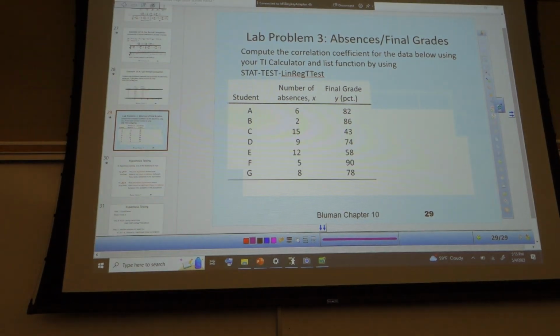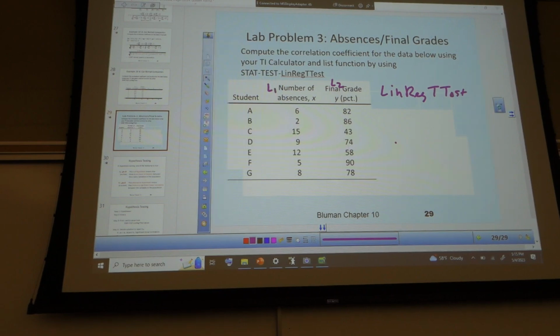All right, so what you all did was you put absences into list 1, and you put final grades into list 2. Then you did linear regression t-test, not interval. Some people mix those up on the exam as well. L1, L2, 1, and not equal to.